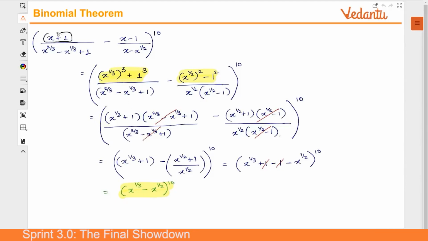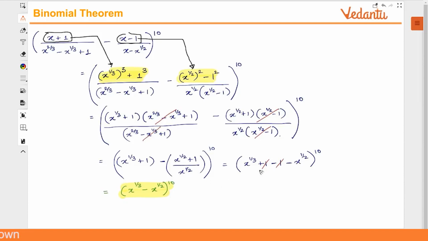This x plus 1 I have written like this, and this x minus 1 I have written like this. Applied the formula of a cube plus b cube, that is a plus b into a square minus ab plus b square. This cancels, this also cancels. From the denominator I took x root outside, so that one term gets cancelled out.